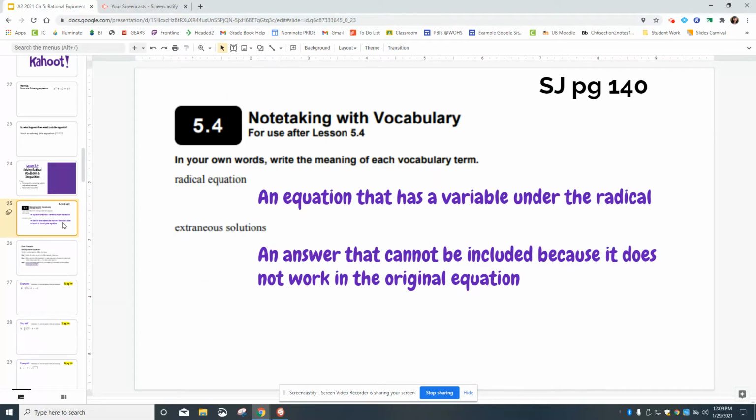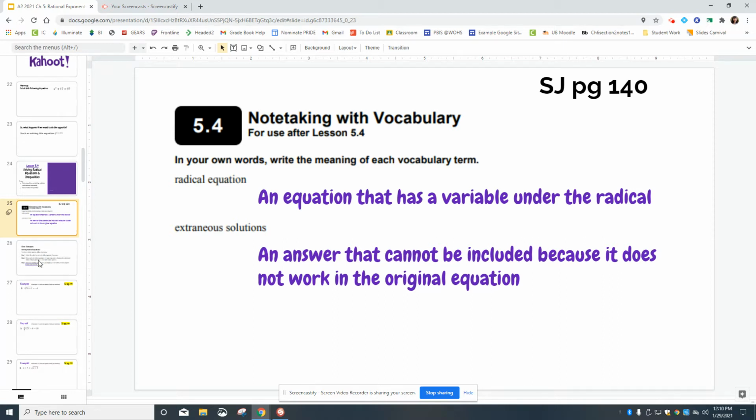If you look at page 140 of your student journal, we've got two terms that we need to look at. First of all is a radical equation, which is exactly what it sounds like. It's an equation that has a variable under the radical. And then we also have what's called extraneous solutions. We'll go through and solve these and find some answers, but we have to make sure we check that they work in the original equation, because sometimes the answer that we get will not work. An answer that can't be included because it does not work in the original equation is called an extraneous solution.